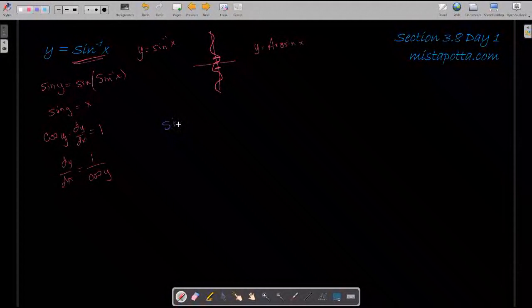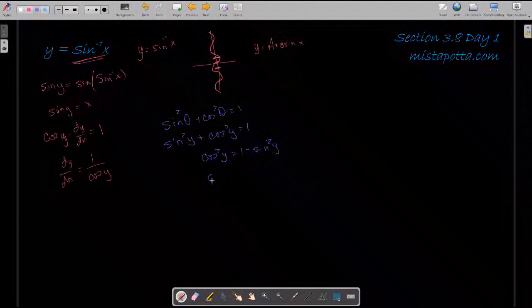One of the trig identities was sine squared of theta plus cosine squared of theta equals 1. And so I know that sine squared of y plus cosine squared of y equals 1. I can solve for the cosine of y by subtracting sine squared from both sides, and then, of course, taking the square root.